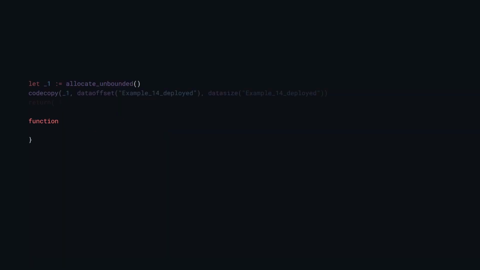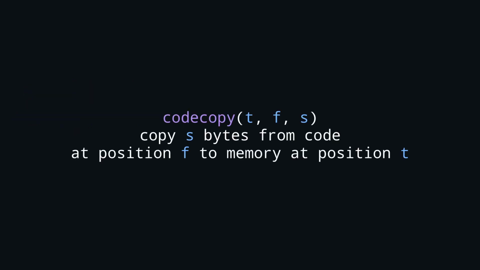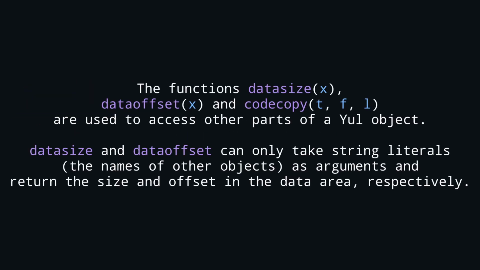Now to the harder code. allocate_unbounded just gives us the free memory pointer that we stored before, and we assign the _1 variable to it. Then we call codecopy, and that's the logic where we basically load our runtime code. The functions datasize, dataoffset, and codecopy are used to access other parts of Yul objects. datasize and dataoffset can only take string literals, the names of other objects, as arguments, and return the size and offset in the data area.